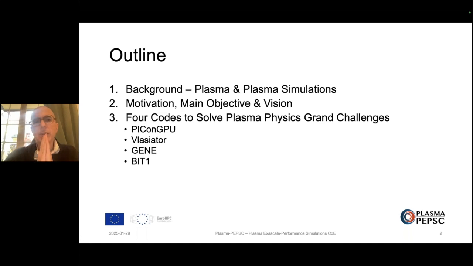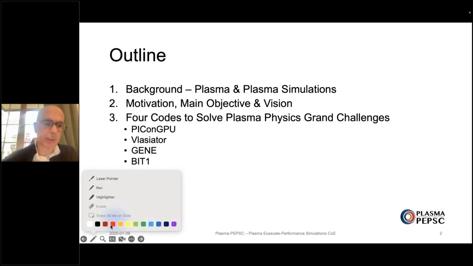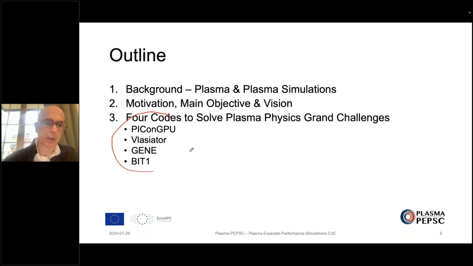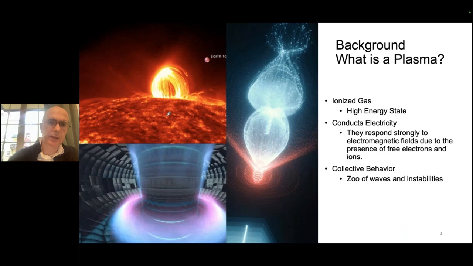I will give, as a starting point, some background about what a plasma is, what a plasma simulation is, and why plasma simulations are complex and difficult and require Exascale machines. I will give a little bit of motivation, and then most of my talk will revolve around these 4 codes. I will explain what the features of these 4 codes are, what the scalability is, the work that we are doing, and the next steps.